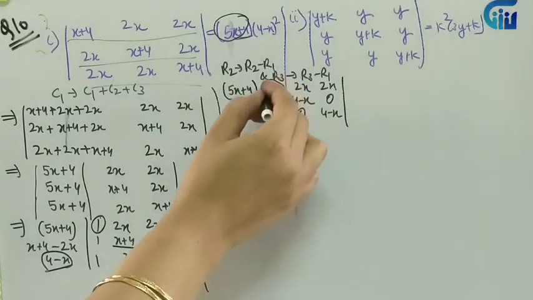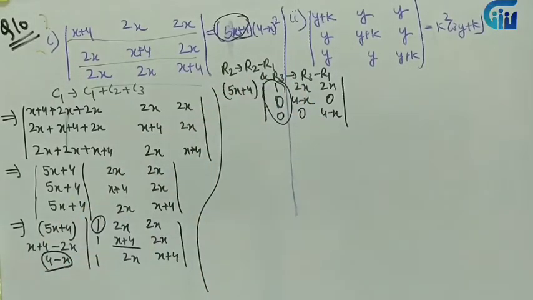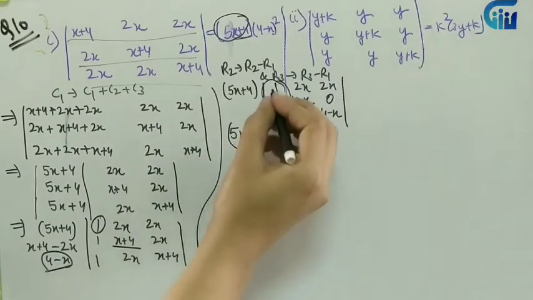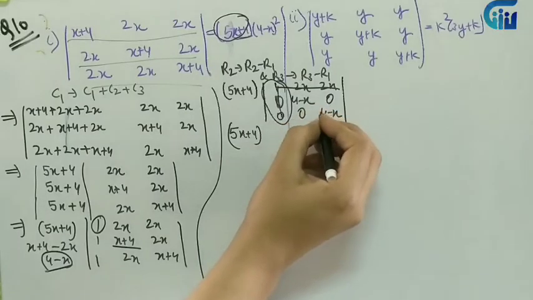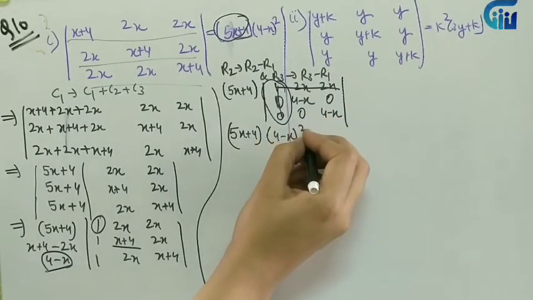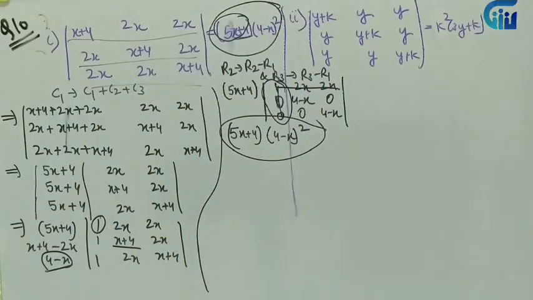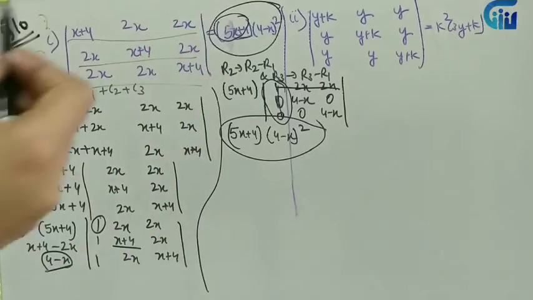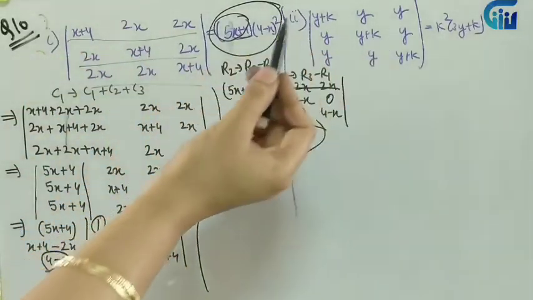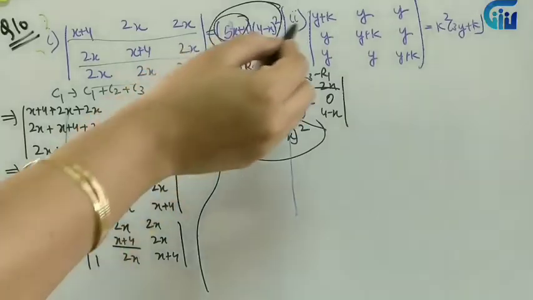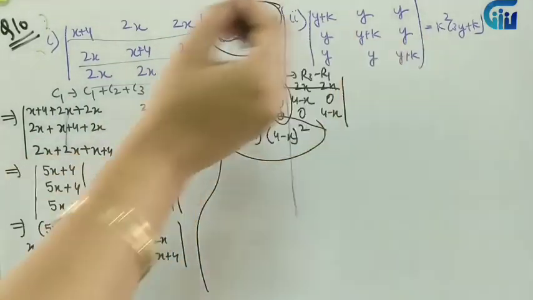Now I can easily expand along column 1. Since I have 2 zeros, expansion will be easier. So 5x plus 4, if I expand along C1, I'll cover it like this. 4 minus x will get cross multiplied and it will be 4 minus x whole square, which is the result for the right hand side. Now the same way you will try question number 10, second part. As you can see, the question is exactly on the same line. Instead of x plus 4, it is y plus k, and you are getting the same result. Again, you can expand along any row, any column, you will get the same result. So following the same steps, you will try this particular question.